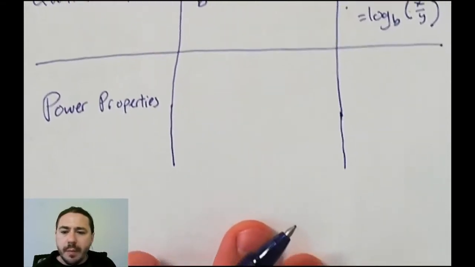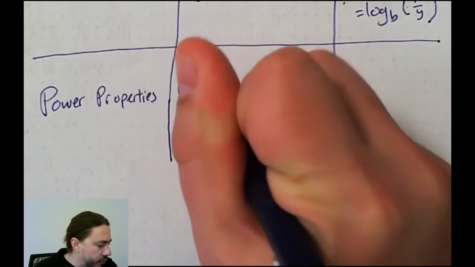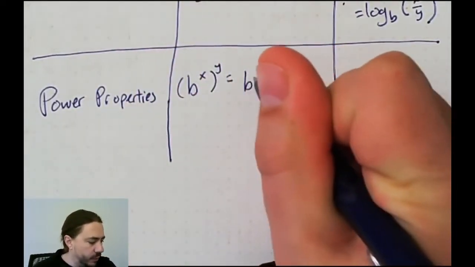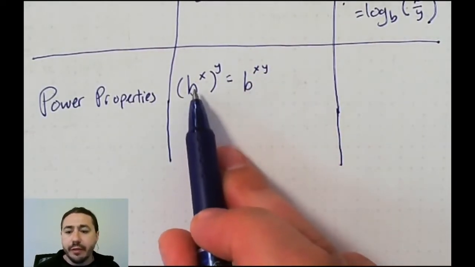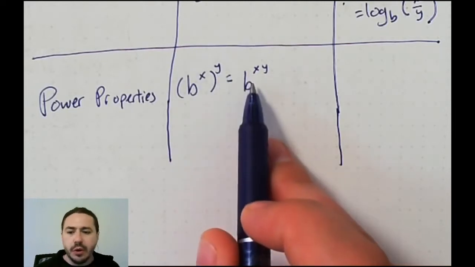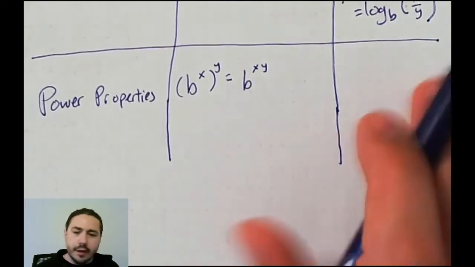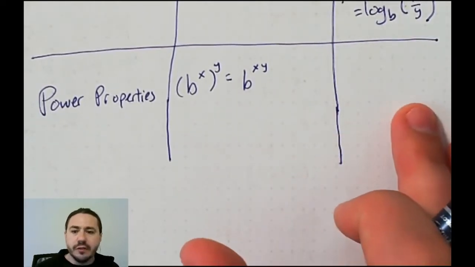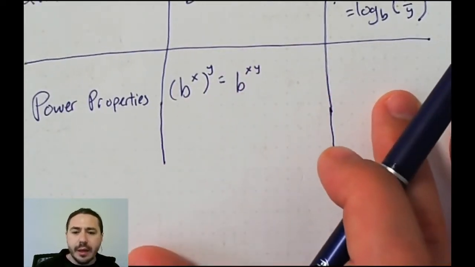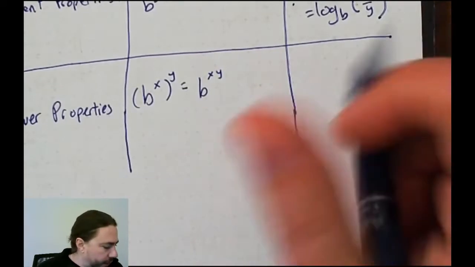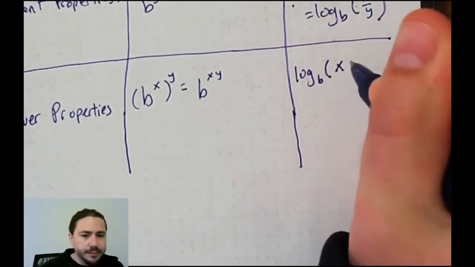We've also got the power properties. Now for exponents, when you raise a power to another power, to simplify that, you just multiply your powers, so you get x times y. For instance, if you have 3 squared cubed, that would be equivalent to 3 to the power of 2 times 3, which would be 6, so 3 to the 6th power. Since logarithms are powers, you're going to find that they work similarly, almost like backwards. So let's say we've got something like log base b of x to the yth power.